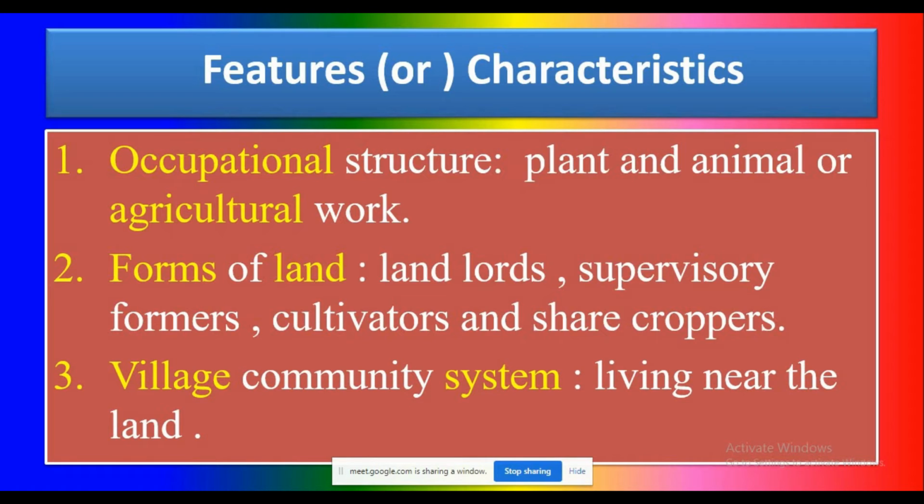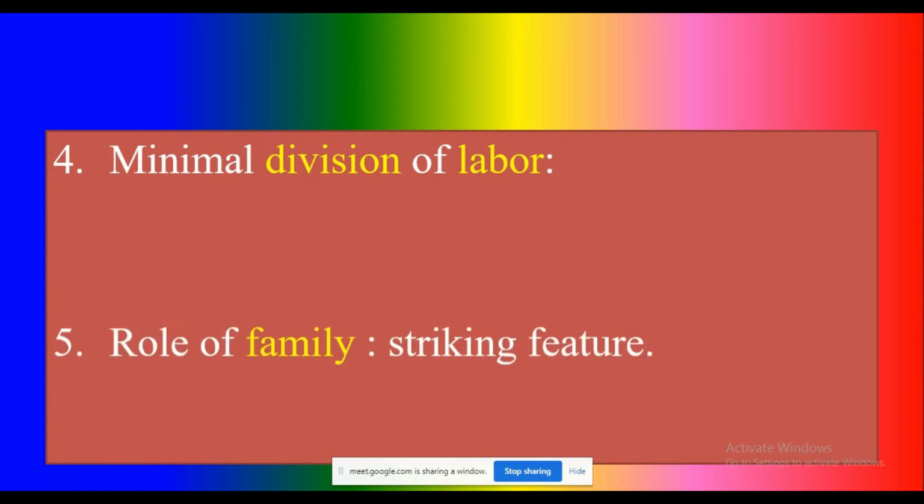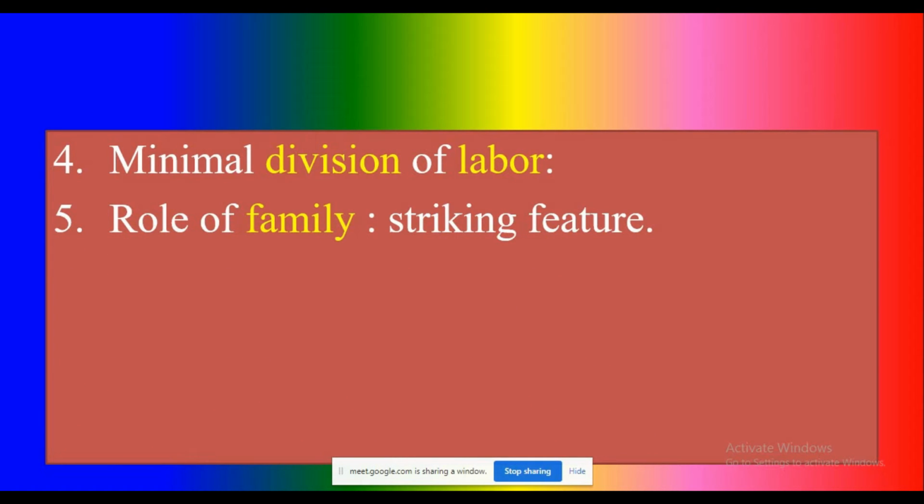Third one, village community system. So people of a village or agrarian society live near the land, with their houses surrounded by their own land, and do agriculture. Fourth one, minimal division of labor. As we have learned about divisions, these are supervisors, cultivators like this.